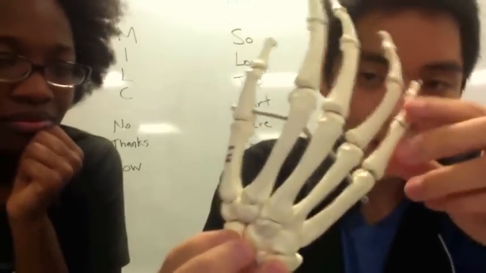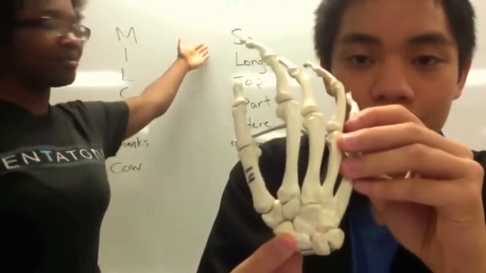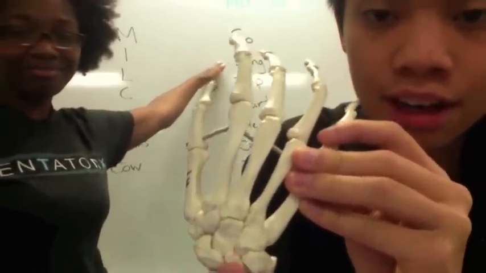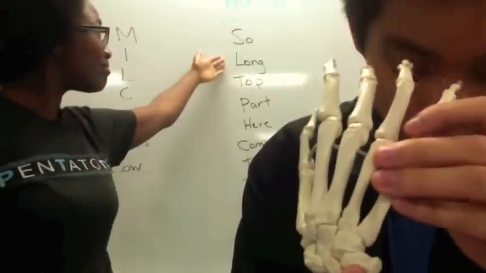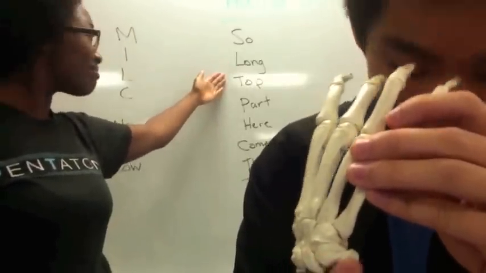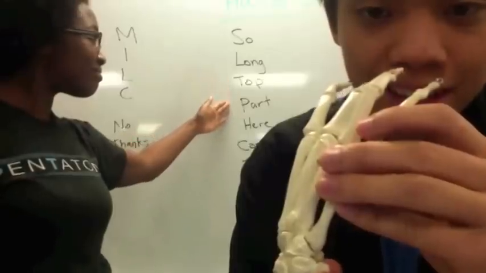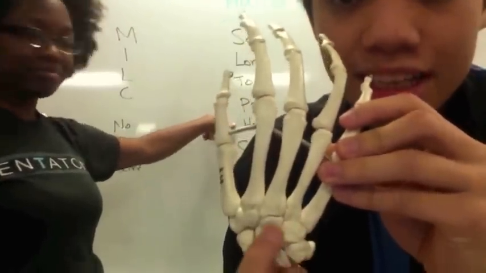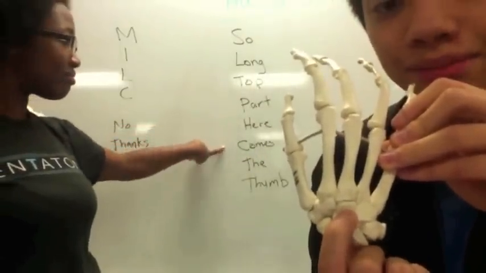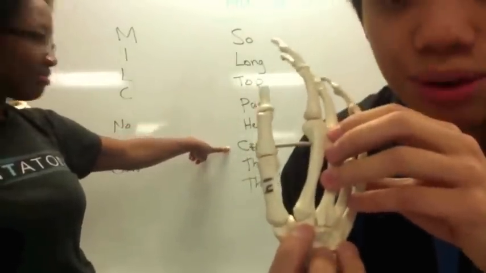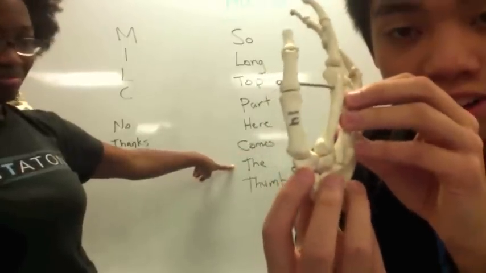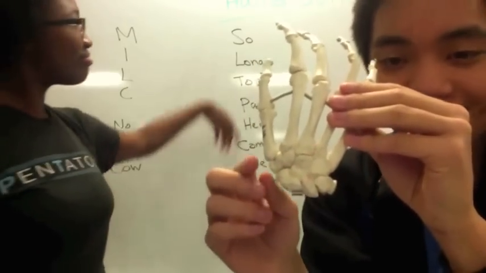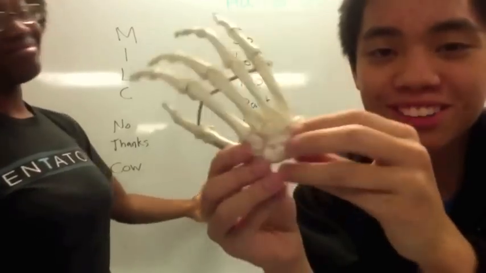So you have scaphoid, lunate, so you go across right here, triquetrum, then pisiform. Then you go up towards the pinky, and this is called the hamate. Then you have capitate, then trapezoid. And right under the thumb is the trapezium. Those are your carpals.